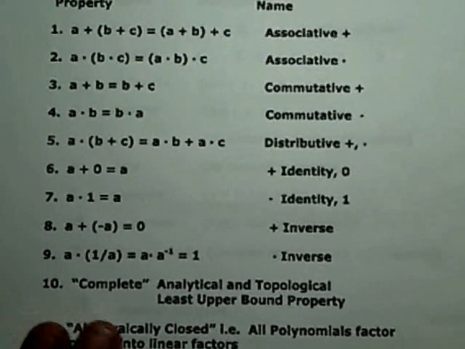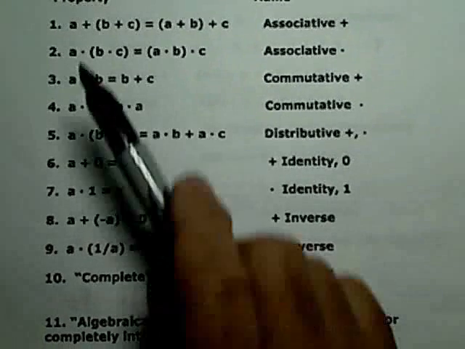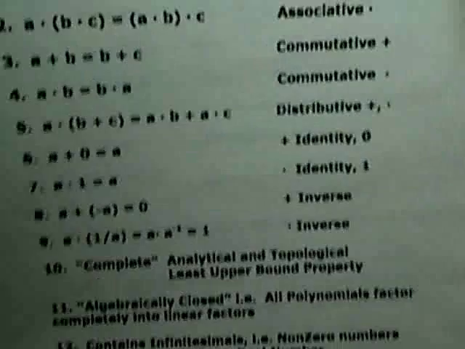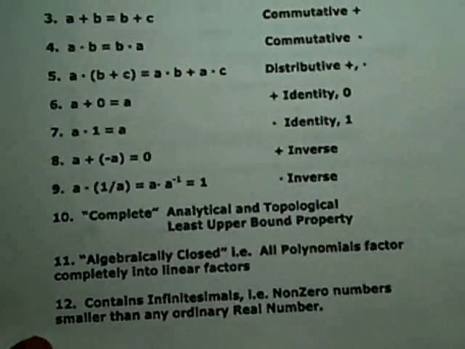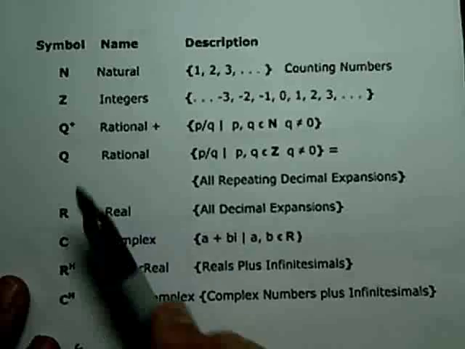Now, on this sheet here, we talk about the properties of numbers. And different number systems, as we climb this ladder, have different sets of properties. There's actually 12 properties here that I've indicated, and I'll be talking about them as we go along here in a minute. And then on this sheet, I've actually put a description of these number systems.